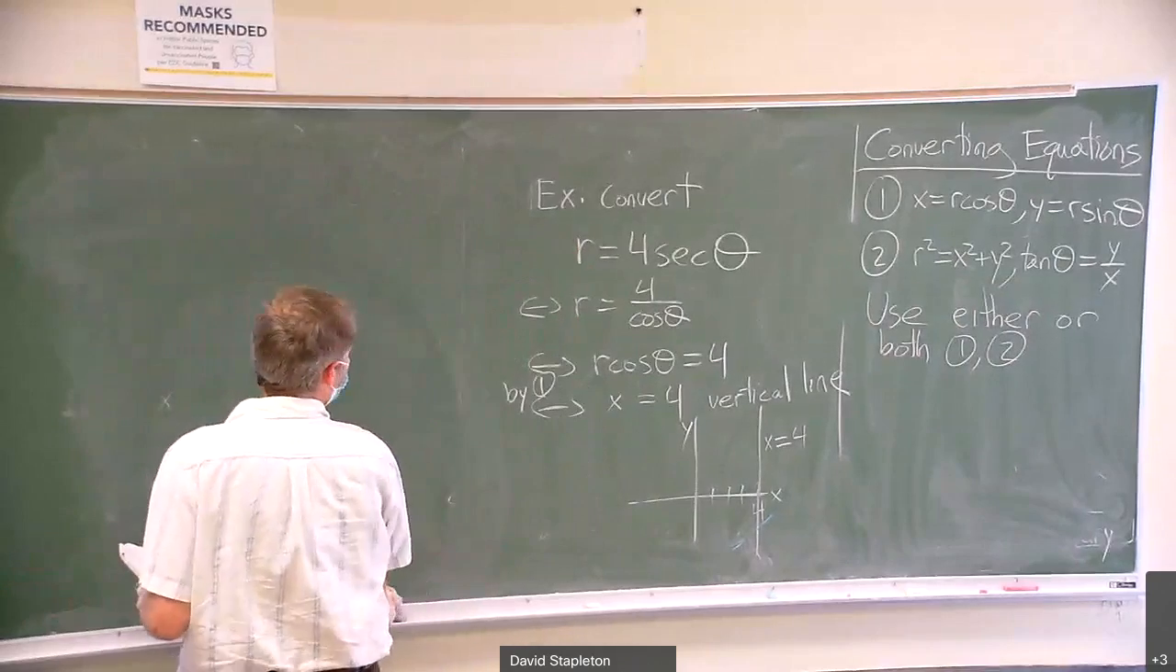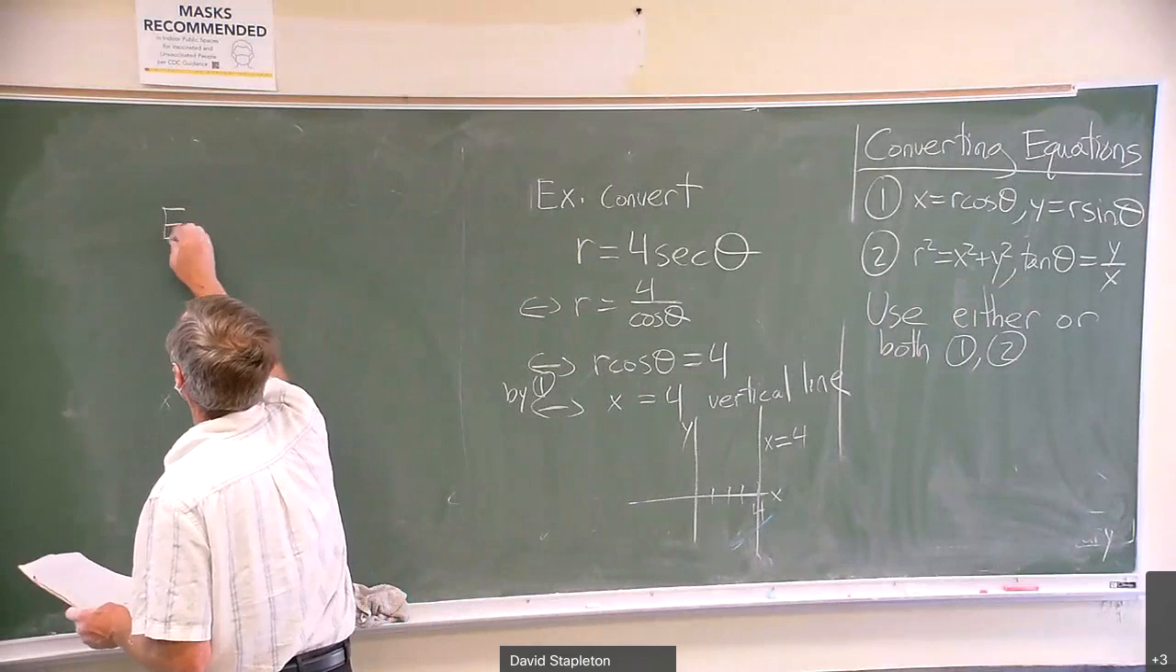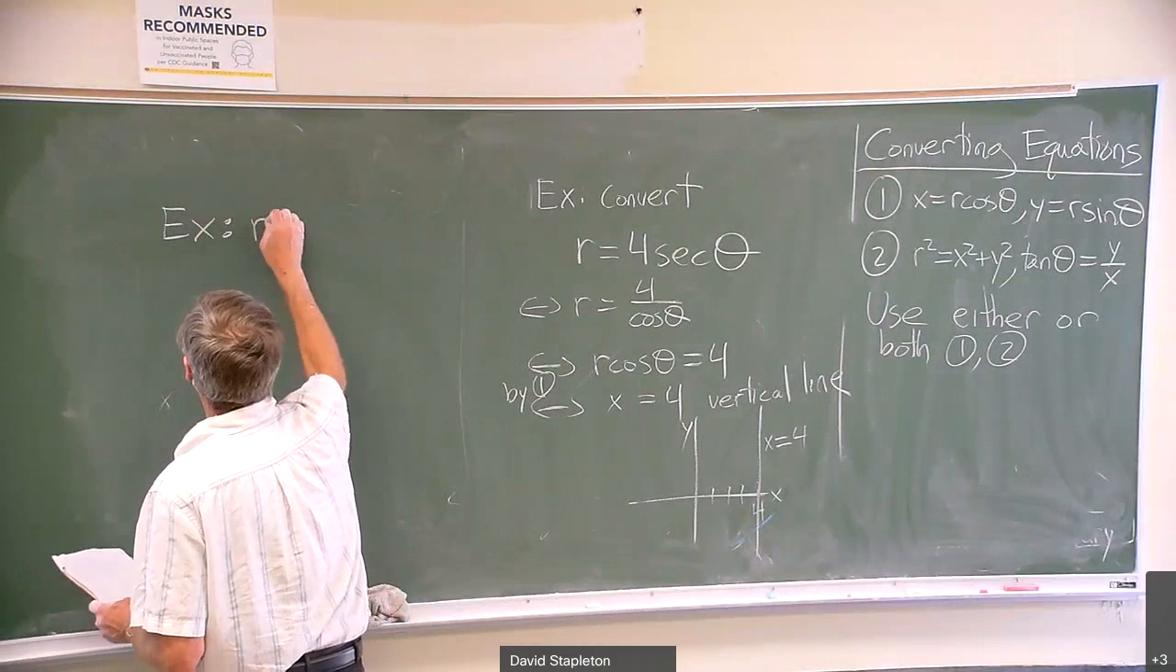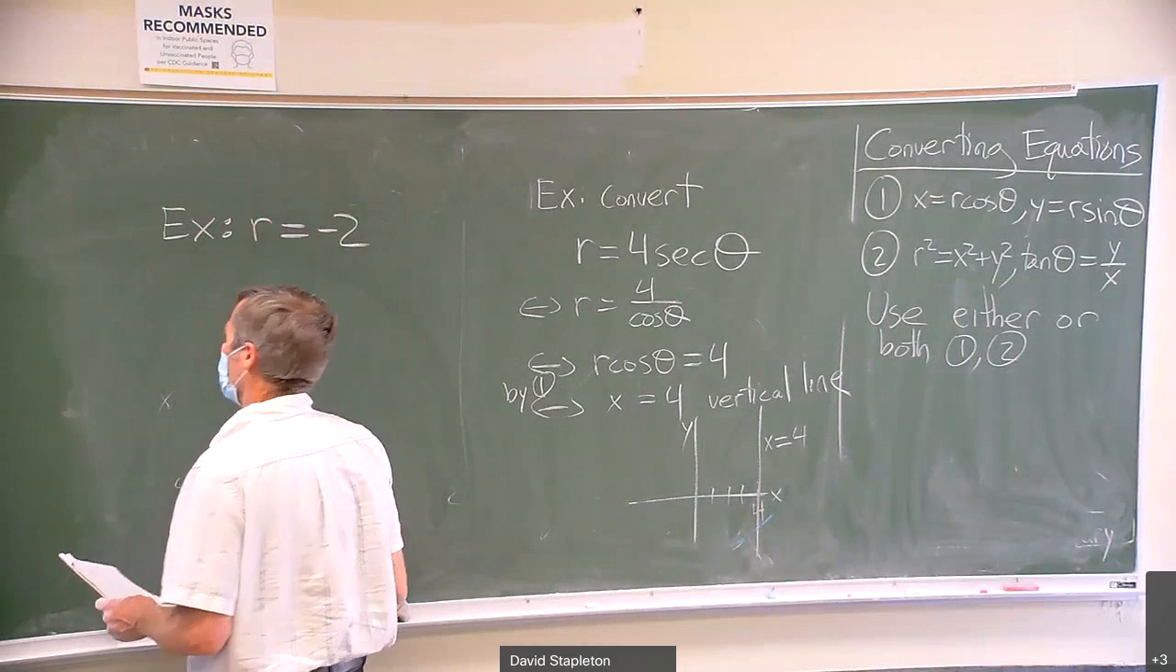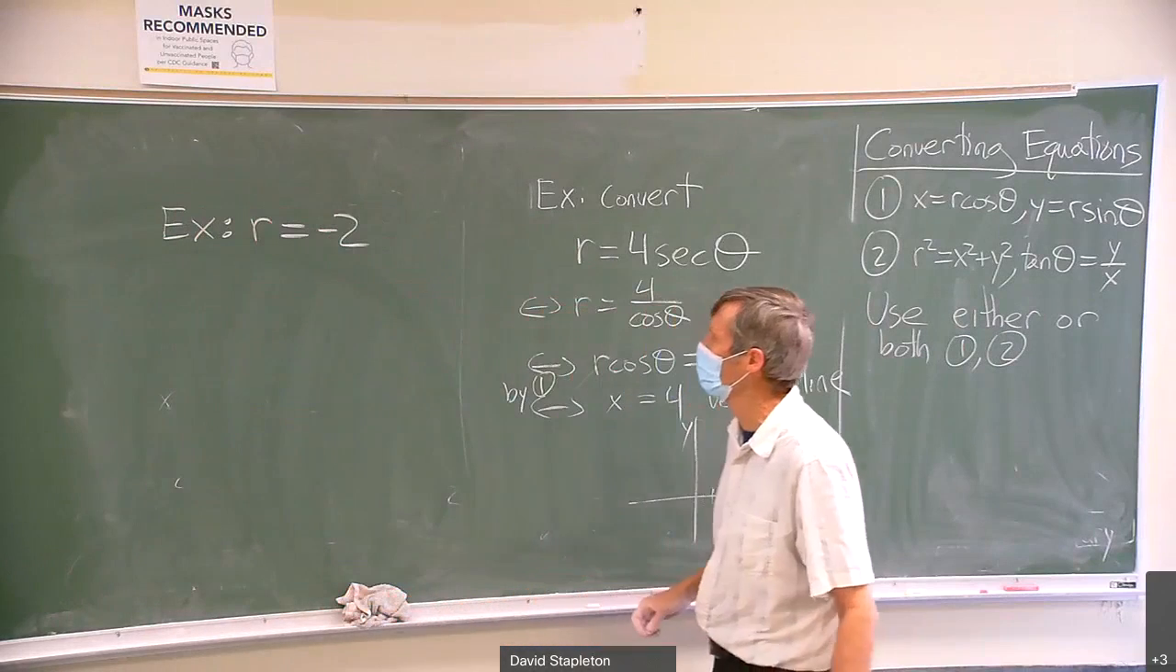Suppose I have r equals -2. I wonder what the graph of r equals -2 is. Can you think what that is?